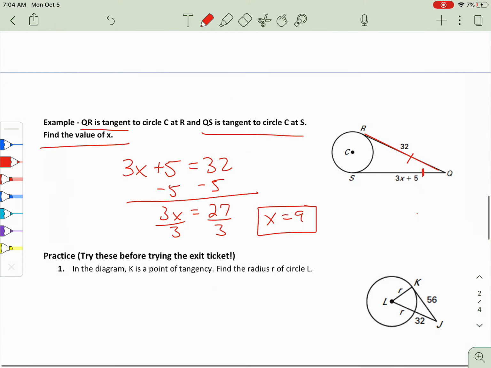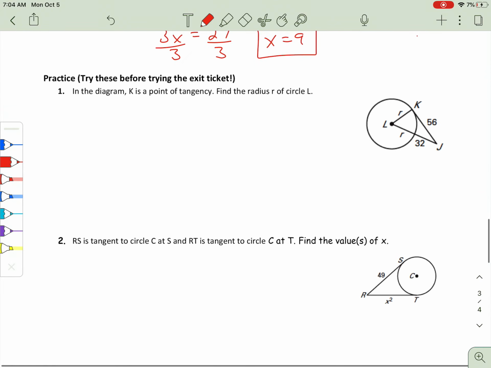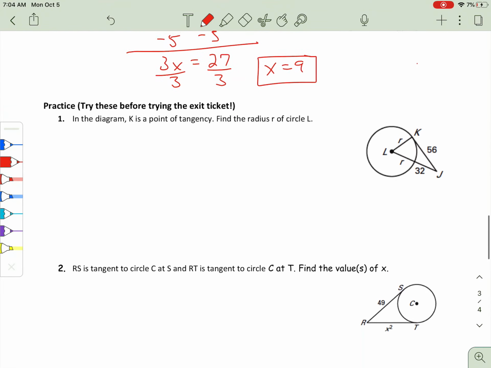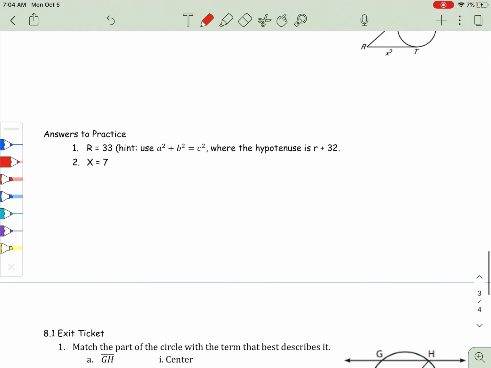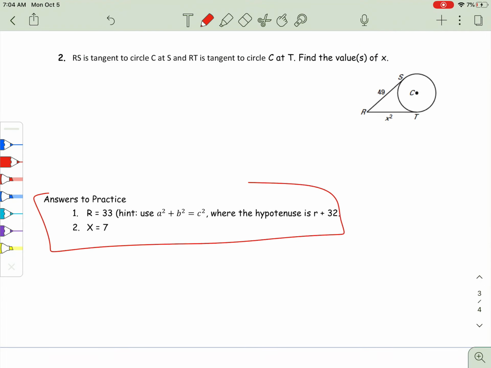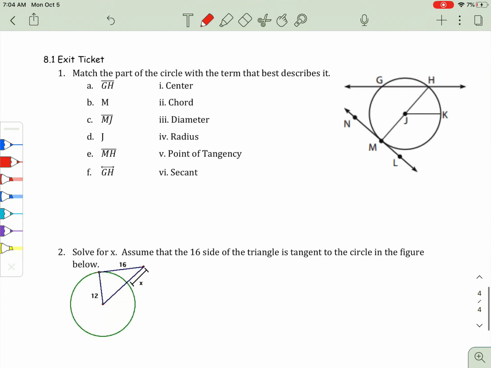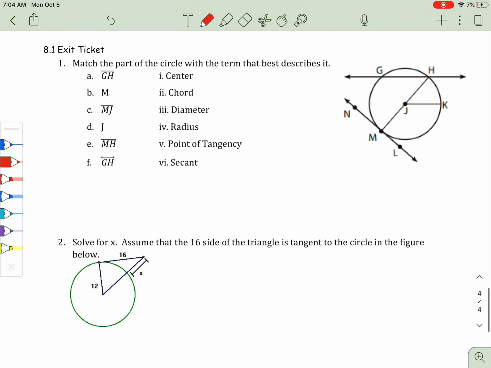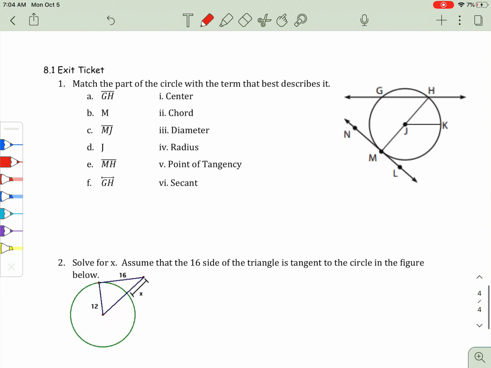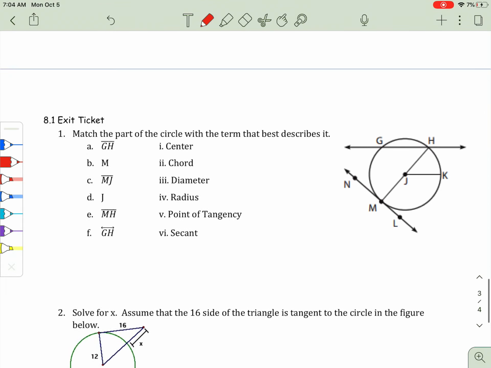Done. Okay, so I want you to try these two practice problems. They're very similar, obviously, to the examples I just did. The answers are here at the bottom, so make sure you get the correct answers. Then once you're done with that, you're going to go on to tonight's exit ticket. There are these two questions here. One's kind of vocab, so you will do those, and submit into Canvas as today's lesson. Have a great day, guys.